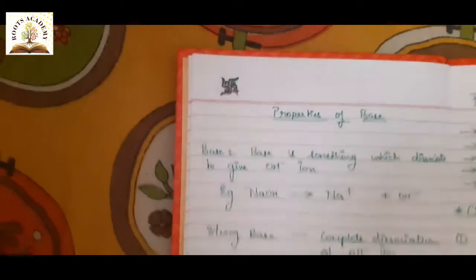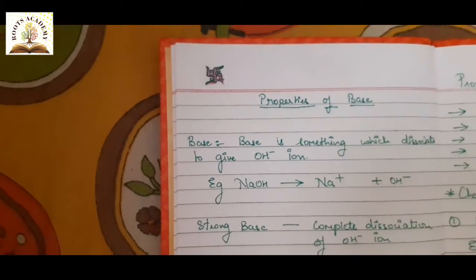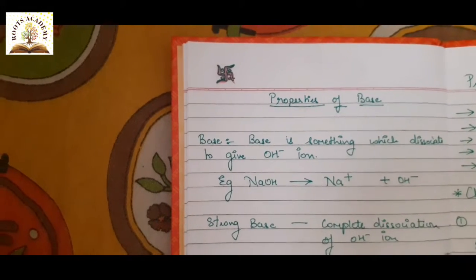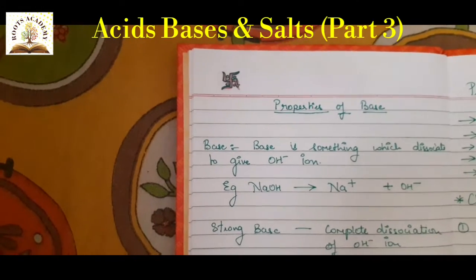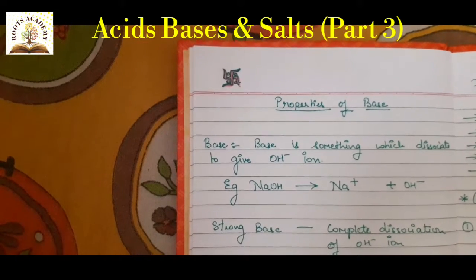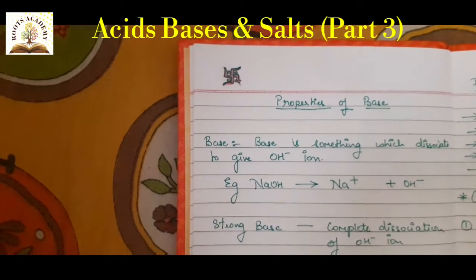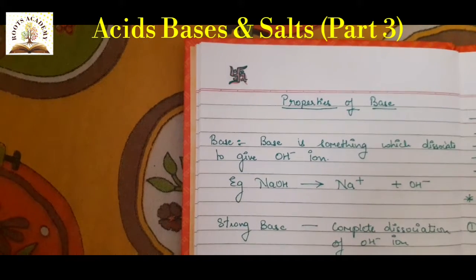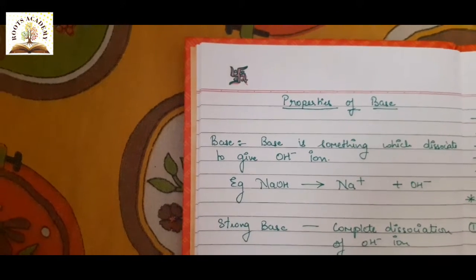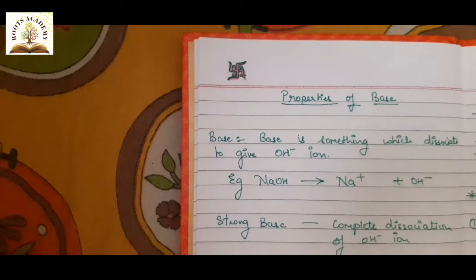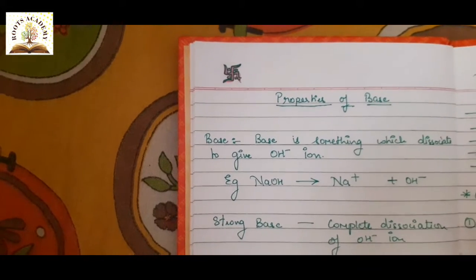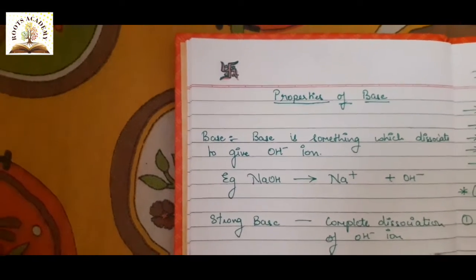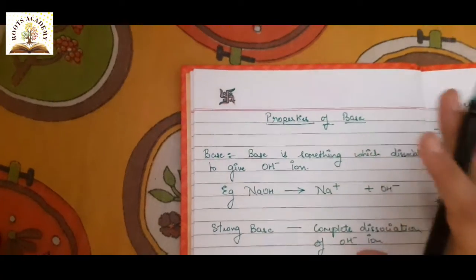So today we are going to do the properties of base, which is a part of the acid, base and salt chapter. Now base is something which dissociates to give OH minus ion. Before learning this, we should know what is base. Base is a compound which is bitter in taste, which turns red litmus into blue. If you take any liquid and dip a red litmus paper inside it, it will turn blue. If it turns blue, it means that particular liquid or compound is basic in nature.